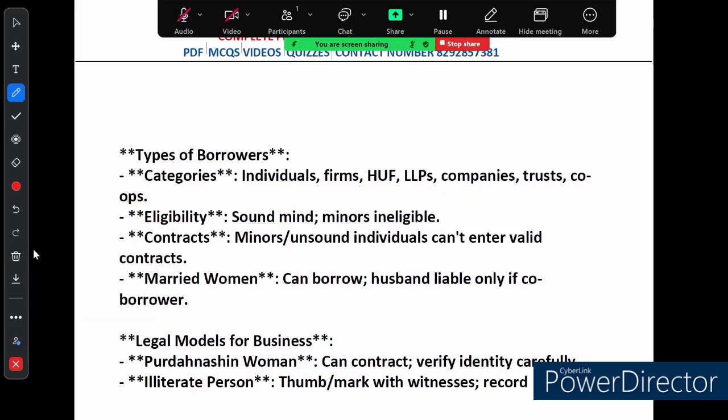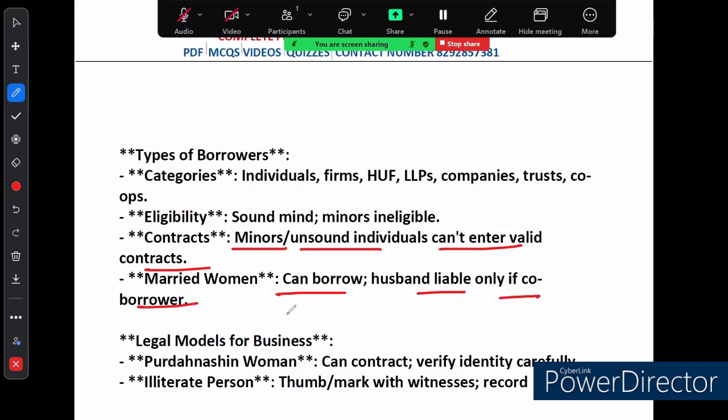Next thing is contract. Remember that minors and people who are not mentally sound can't enter into legal contract. Now married women. So married women can borrow money if they are married. Their husband is only liable if he is a co-borrower. See, try to understand this thing, very important.